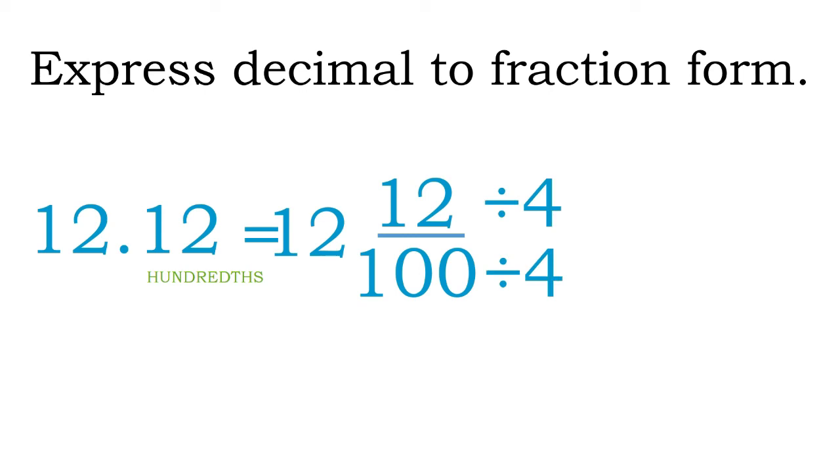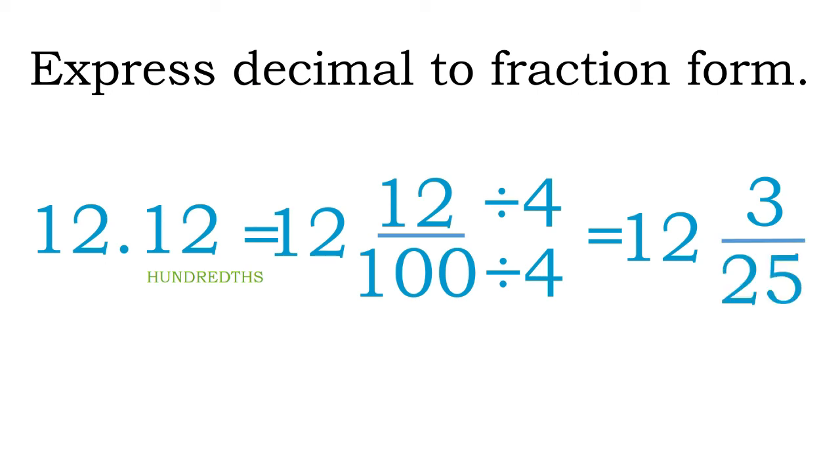But before writing the quotient, don't forget to copy the whole number, which is 12. 12 divided by 4 is 3. 100 divided by 4 is 25. 12 and 3 over 25 is now the mixed fraction form of 12.12. However, in some instances, we're asked to change this into an improper fraction. So let's change it to an improper fraction.